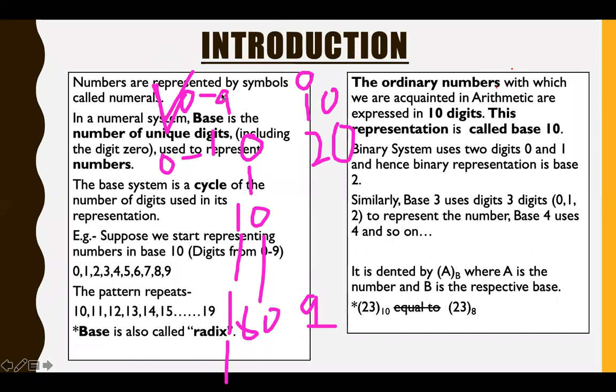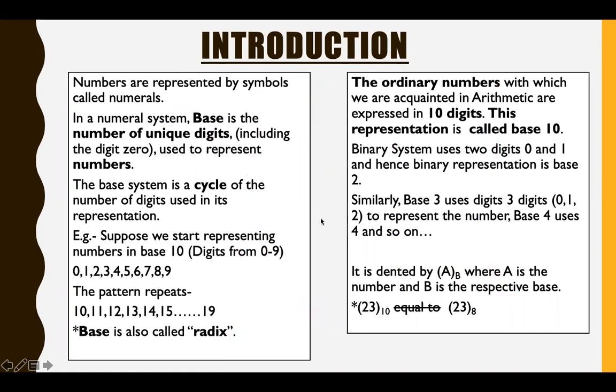So this is actually the base, but this 1, 0 will not symbolize 10. In base 10 it goes 0, then 1, then 2, so this will actually symbolize 2 in base 10. So as I said, 2, 3 in base 10 will not be equal to 2, 3 in base 8.